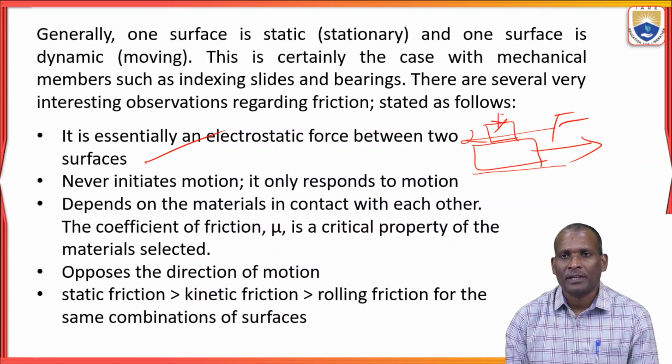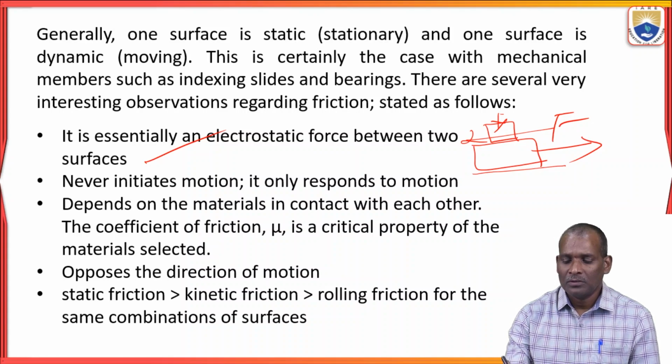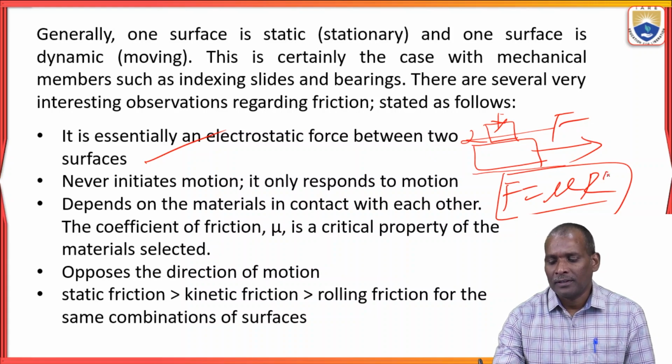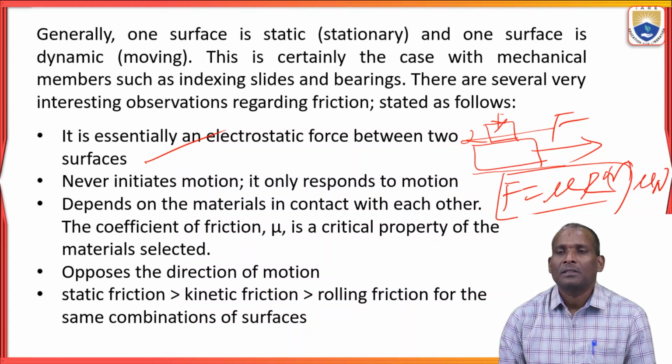That is, based on the material, the surfaces are in contact. The coefficient of friction mu is a critical property of the material selected. Already we have seen it in the previous slides. Coefficient of friction opposes the direction of motion. Here the frictional resistance is calculated using this formula: F equals mu R, or mu N, where mu is the coefficient of friction and R is the normal force.